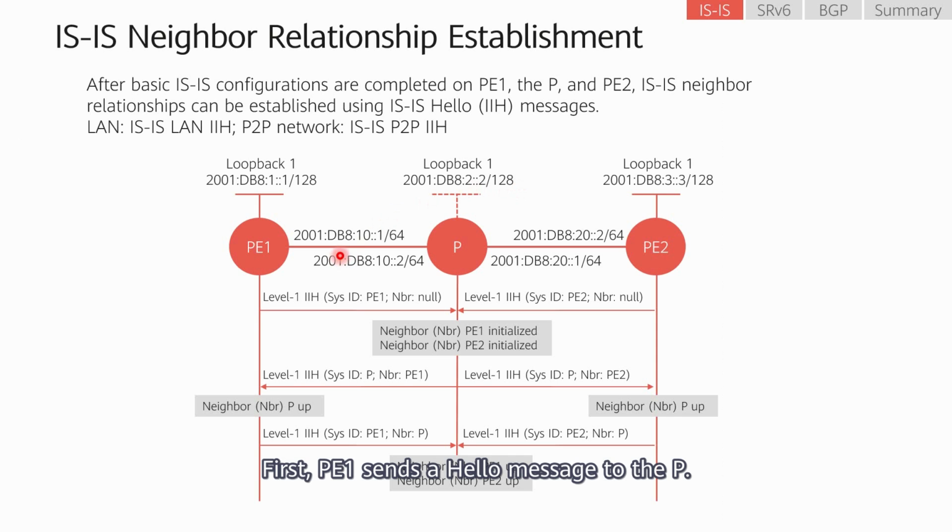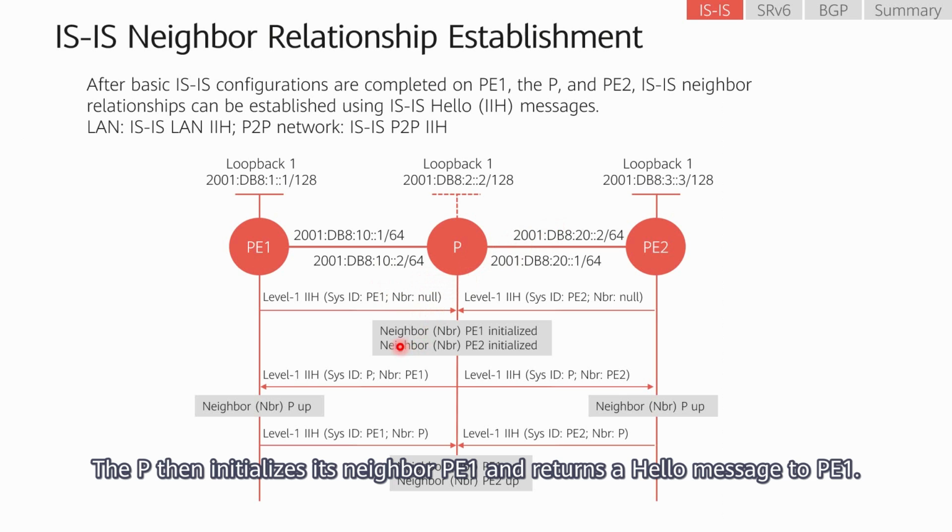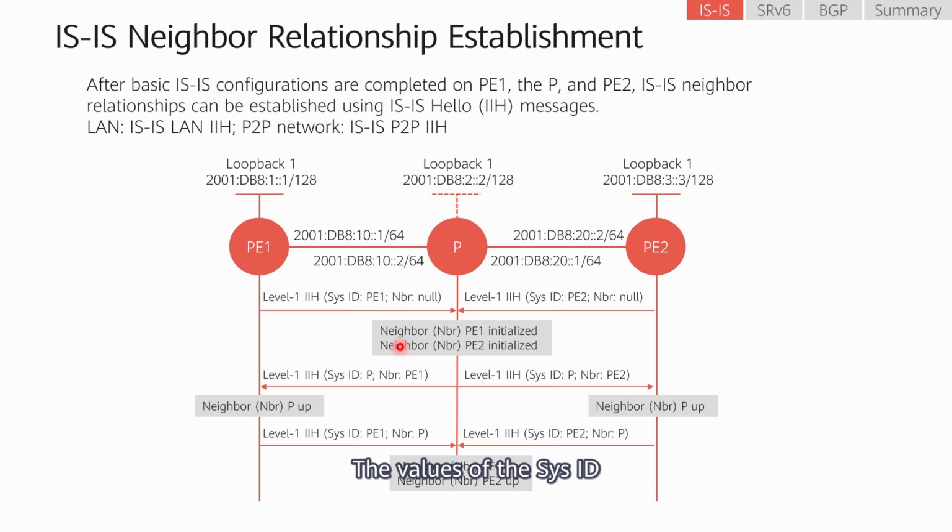First, P1 sends a hello message to the P. In this message, the sysid field is set to P1 and the NBR field is none. After receiving the hello message, the P finds that the value of the NBR field is not its local MAC address. The P then initializes its neighbor P1 and returns a hello message to P1. The values of the sysid and NBR fields are now P and P1, respectively. We can see that this value is P1's MAC address.